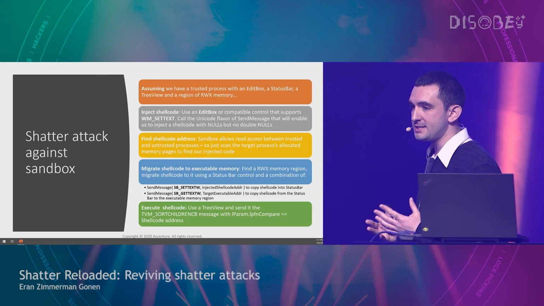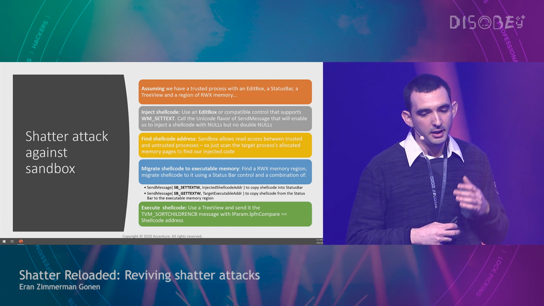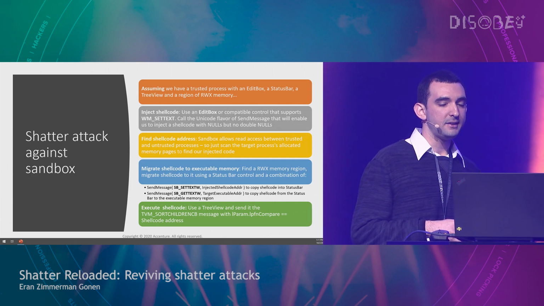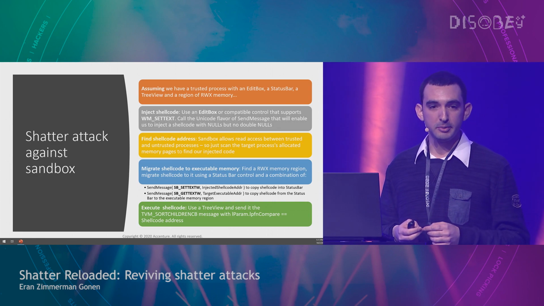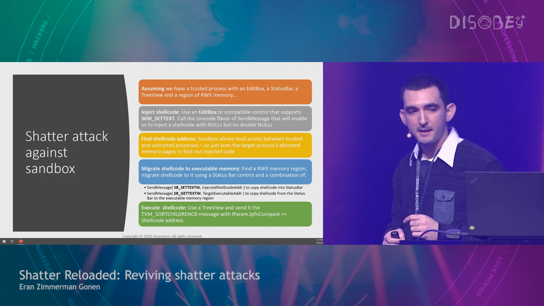So let's assume for a second, and we'll soon see why we need this assumption and what we can do with it, that we have a trusted process in the machine. And it has an edit box, a status bar, a tree view, and some readable, writable, and executable memory. Sounds far-fetched, I know, but wait for it.